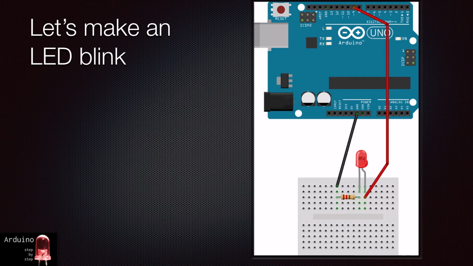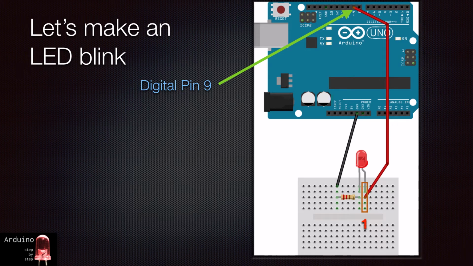Start by taking a red jumper cable and connecting it to Arduino socket number 9. The other end of the cable should go to any socket in an empty column on the breadboard. Let's name this column number 1.